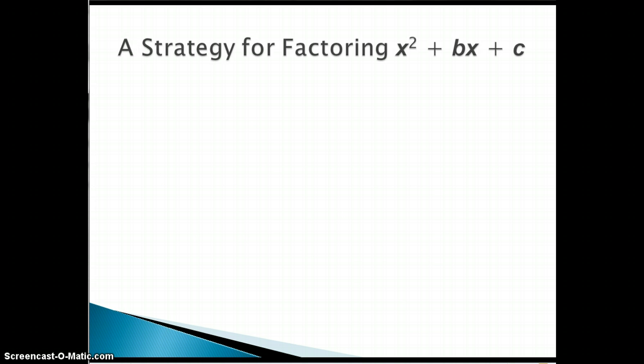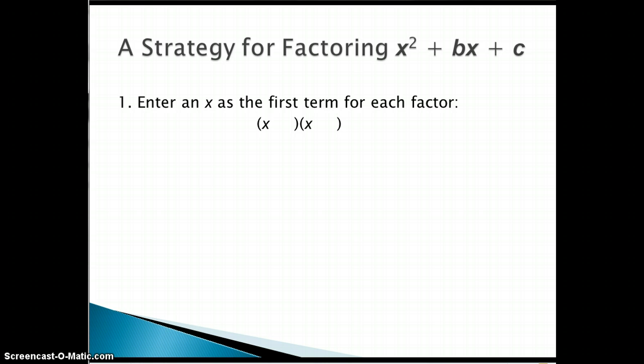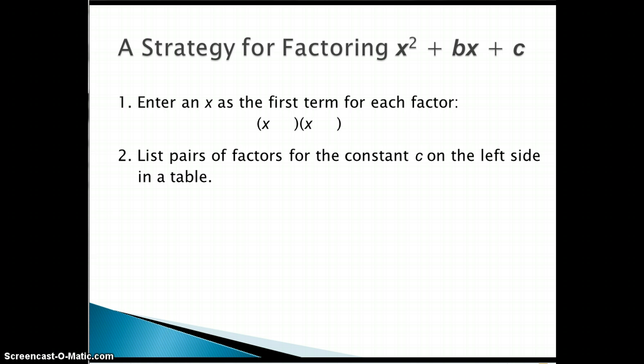So here's our strategy for factoring trinomials of the form x squared plus bx plus c. The first step: since we know that in order to get x squared as our first term, we need an x in the front of both sets of parentheses, we write the two sets of parentheses and place our x's. Then, since the two numbers that go inside the parentheses with the x's need to multiply to give us the constant on the end, we list pairs of factors of that constant.